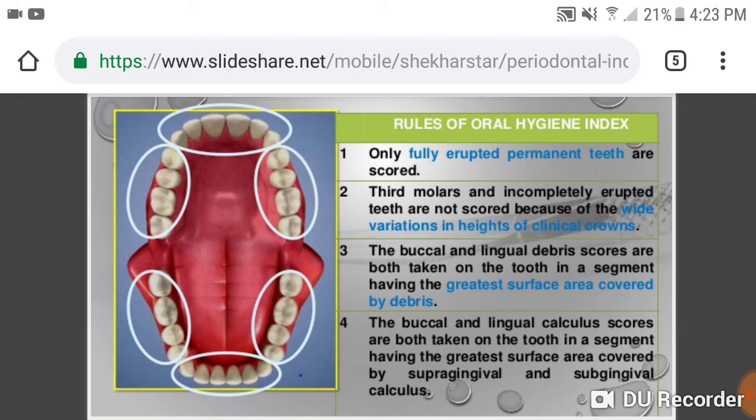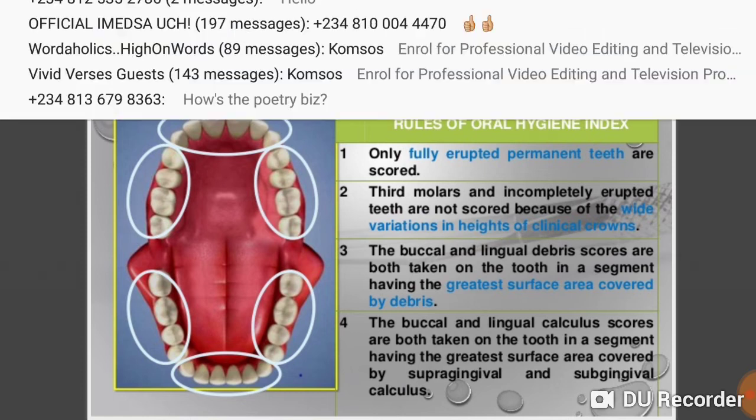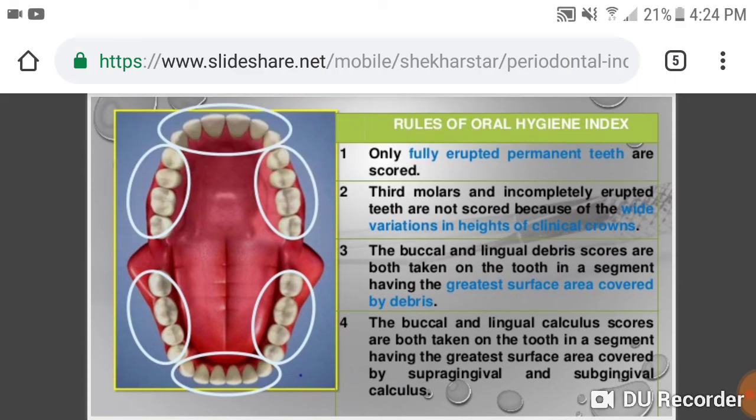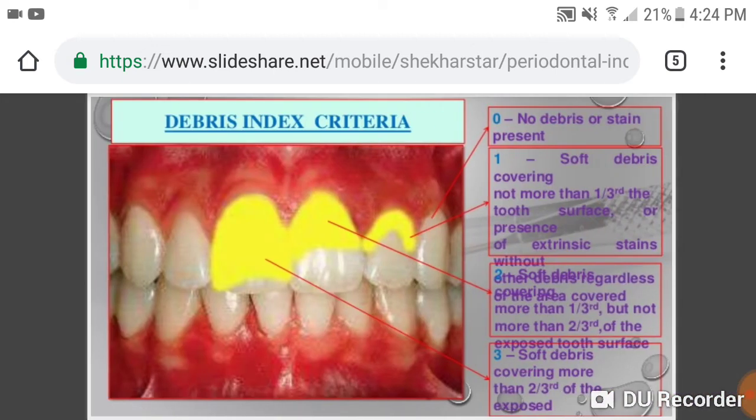Rules of oral hygiene index. Only fully erupted permanent teeth are scored. Third molars and incompletely erupted teeth are not scored because of the wide variation of heights of clinical crowns. The buccal and lingual debris scores are both taken on the tooth in a segment having the greatest surface area covered by debris. The buccal and lingual calculus scores are both taken on the tooth in a segment having the greatest surface area covered by supragingival and subgingival calculus.